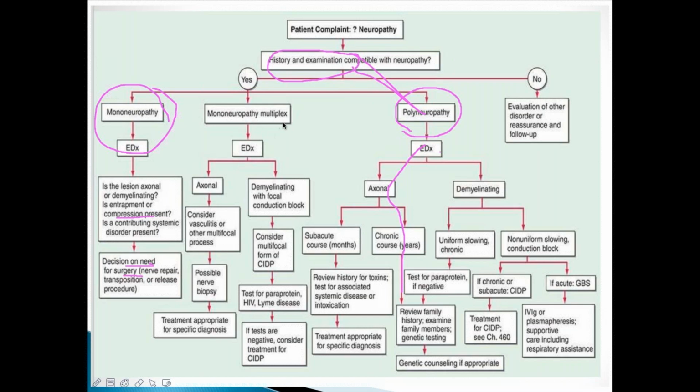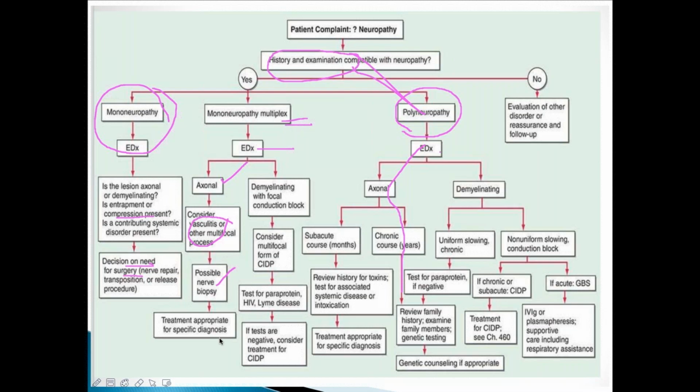And then you go on for compatible blood testing, other special investigation, and electrodiagnostic testing, right? You find that on electrodiagnostics it's an axonal issue, then you will be thinking of vasculitis and other causes. You sometimes even require a nerve biopsy. Once you get a diagnosis, treat the patient.